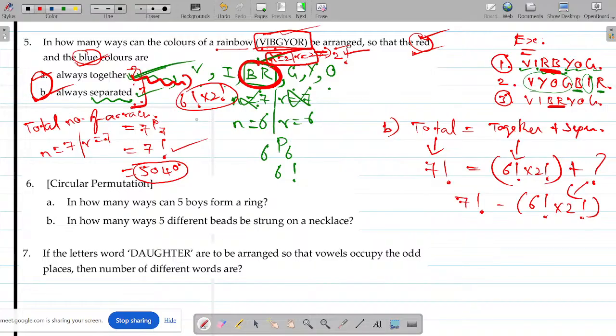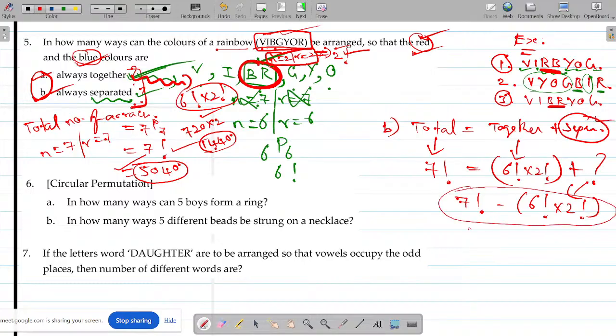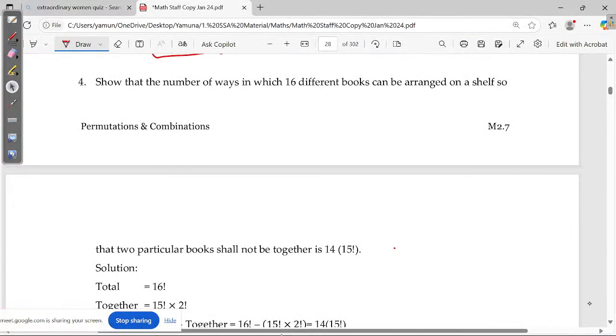Obviously, here alone you can find the separate answer. What is 6 factorial? 720 into 2. I think it's 1440. We can give 1440 as a separate answer, if this is asked separately. If, however, it is the separate case, we can give this as the answer. Or you can give 5040 minus 1440 as the answer. So this can be taken as one answer also. This is what happens in this problem.